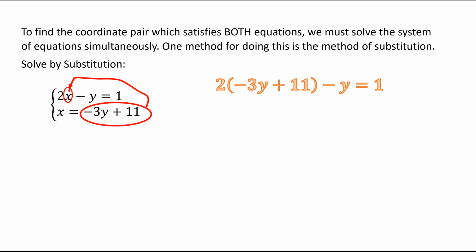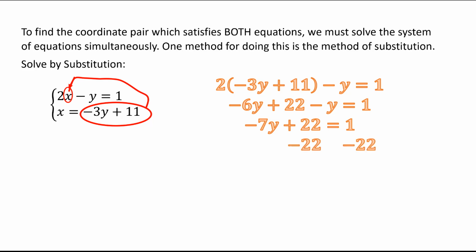Now all I have to do is use the distributive property to distribute that 2, so I'll get negative 6y plus 22 minus y equals 1. Now I'm going to combine my like terms. I've got negative 6y minus y, so that's going to be negative 7y plus 22 equals 1. Now I can subtract 22 on both sides, and I will get negative 7y by itself. So negative 7y equals negative 21, and now I will divide both sides by negative 7, so y would be 3. So I figured out what y is.